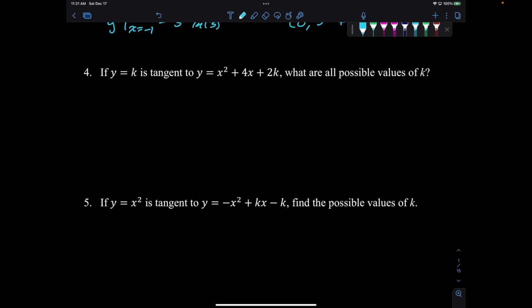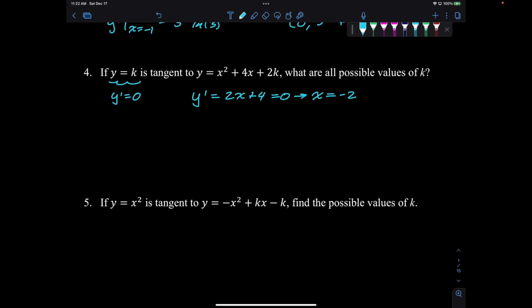So if y equals k is tangent to y equals x squared plus 4x plus 2k, what are all possible values of k? All right, so this is a horizontal line. And since it's a horizontal line, we know that y prime will be 0. So I'm going to find y prime and set it equal to 0 and see if I can solve that. So 2x plus 4, that's just power rule. So if that equals 0, then x will be negative 2, right? Minus 4 divided by 2.